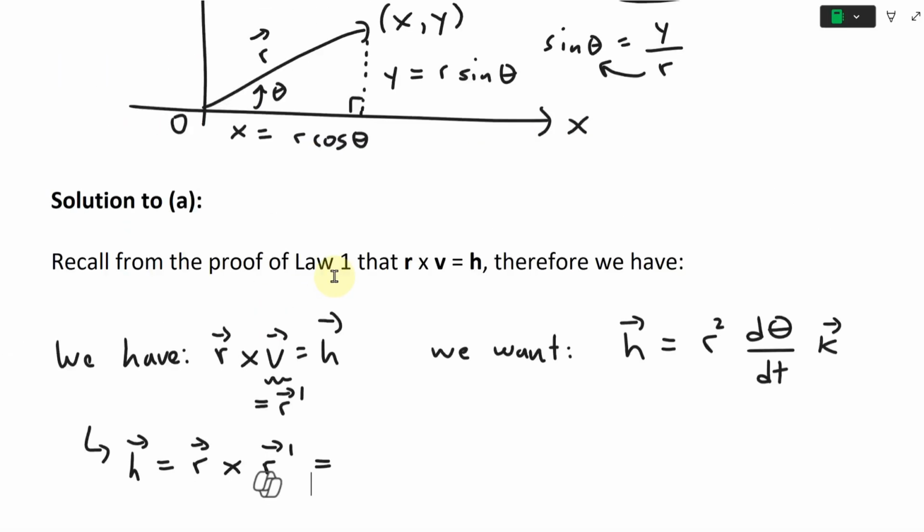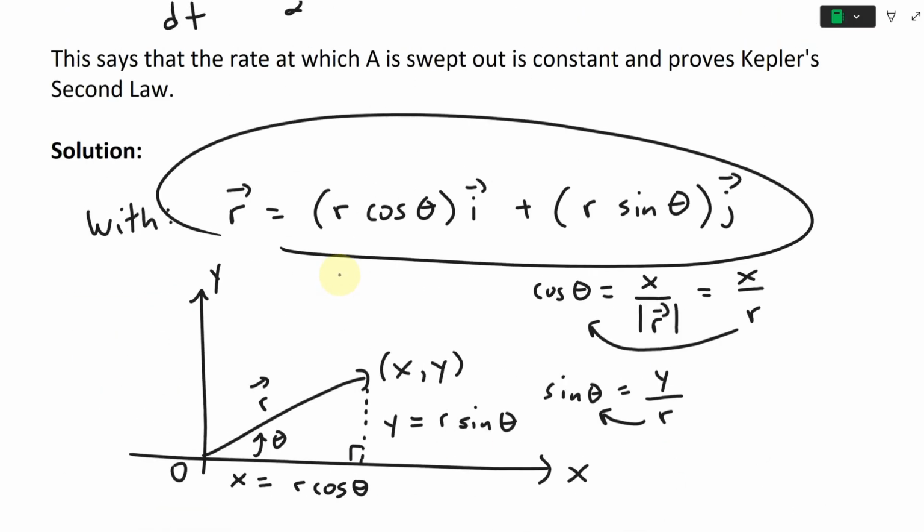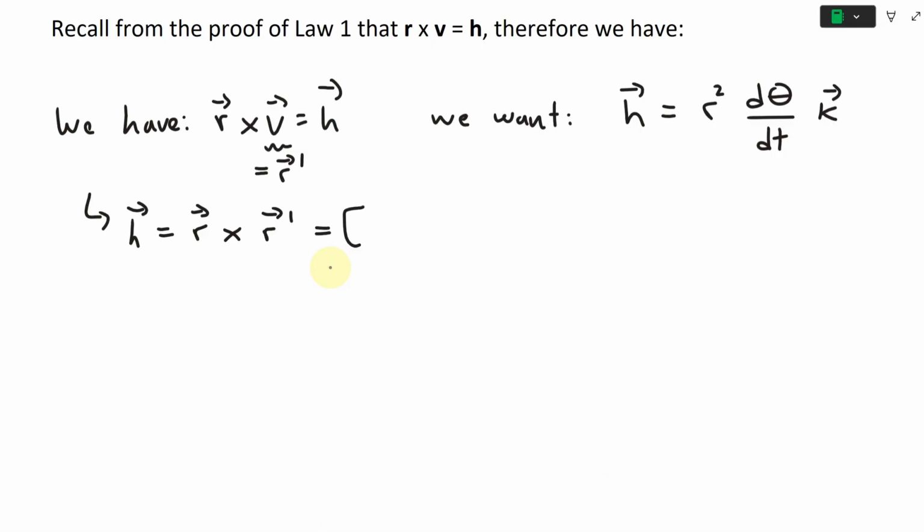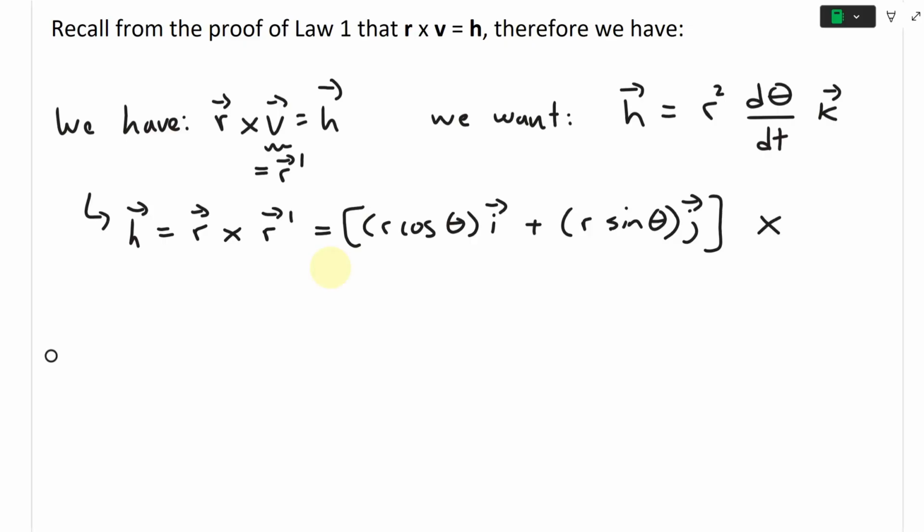It's going to be r, and we know what r is, that's just this part right here. Then we take the derivative of it by component. So r cosine theta i vector plus r sine theta j vector, like that. And then we're going to do a cross, and I'll just put it underneath here. We're going to need a lot more space.